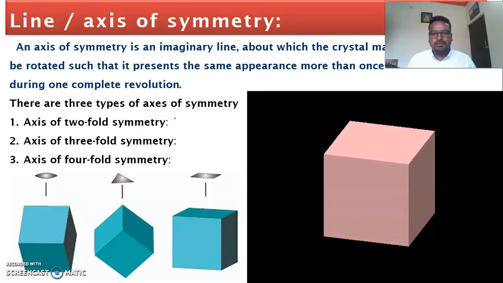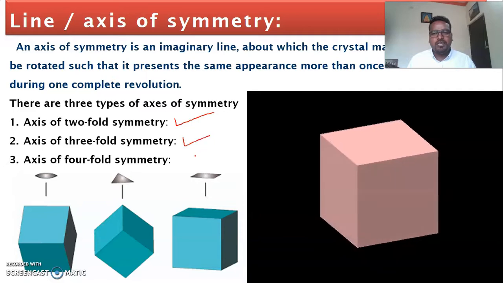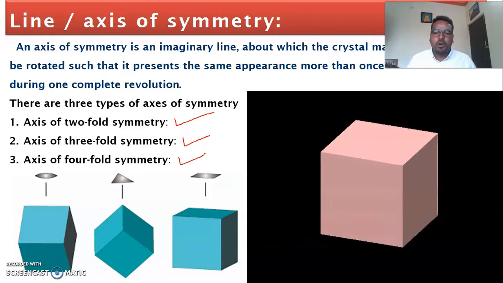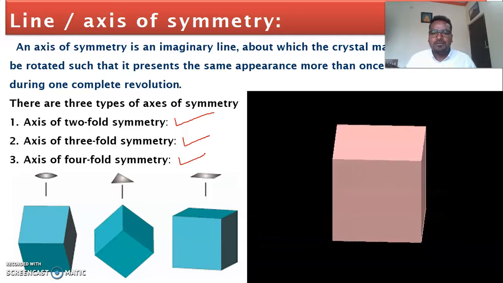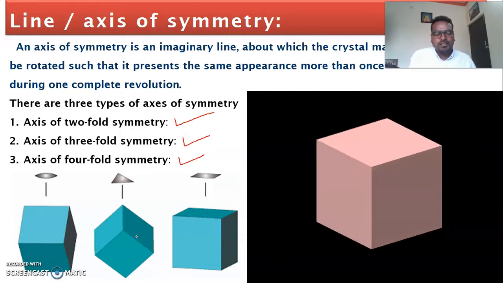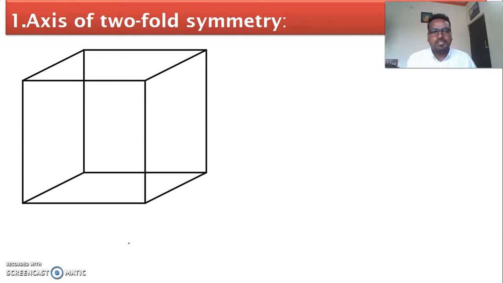The first is axis of twofold symmetry, then axis of threefold symmetry, and axis of fourfold symmetry. Or we can also call them fourfold axis of symmetry, threefold axis of symmetry, like that. So now let us see one by one. The first one is axis of twofold symmetry.